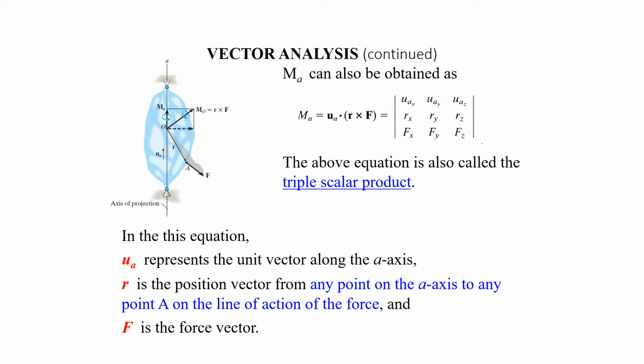So in this equation, u represents the unit vector along the axis of interest. R is the position vector from any point on the a-axis, the axis of interest, to any point on the line of action of the force, and F is the force vector that's being applied.